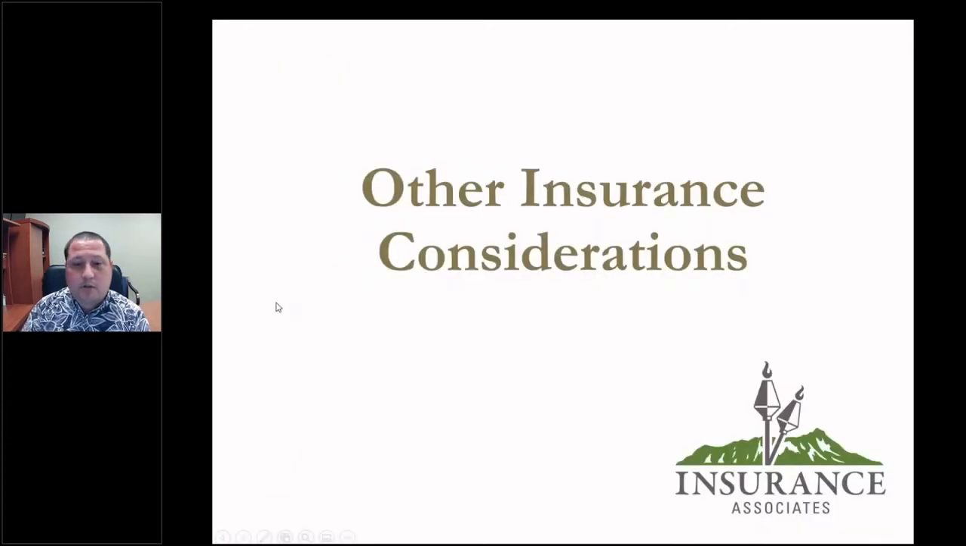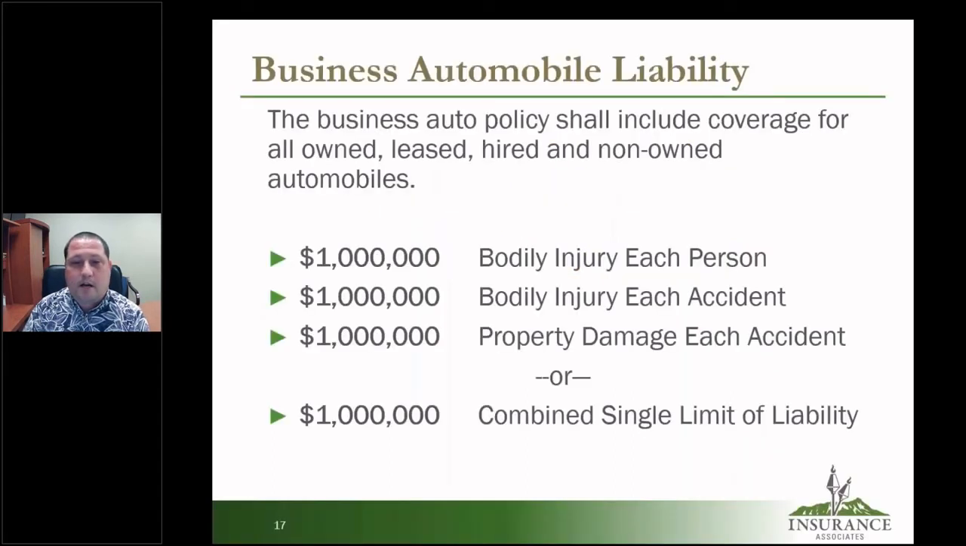So now we're going to go through the other insurance policies your contractors should have. Business auto coverage, $1 million bodily injury per person, $1 million bodily injury per accident, and $1 million property damage per accident limits are best. A $1 million combined single limit is okay because most of your umbrella policies will provide excess coverage over either one of these limit structures.